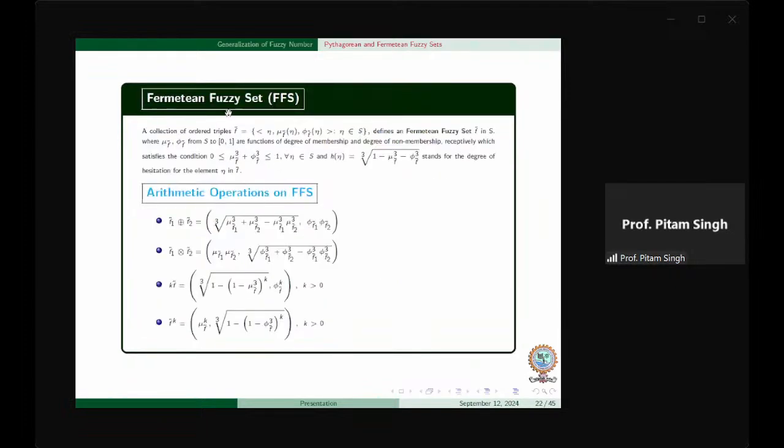Now we have Fermatean. Fermatean is nothing, it is just some extension of intuitionistic and Pythagorean. Here, same as before, we can define the uncertainty in Fermatean type if we have the cubic sum less than 1 for membership and non-membership. So we define Fermatean fuzzy sets.